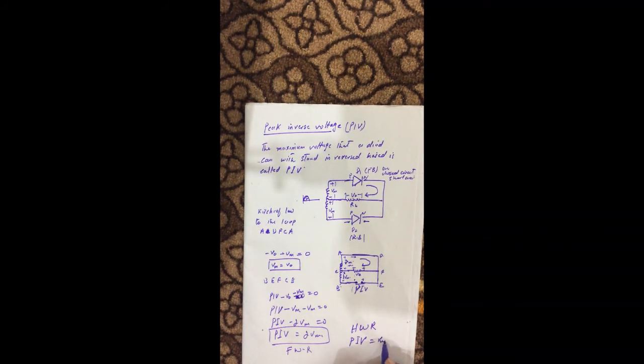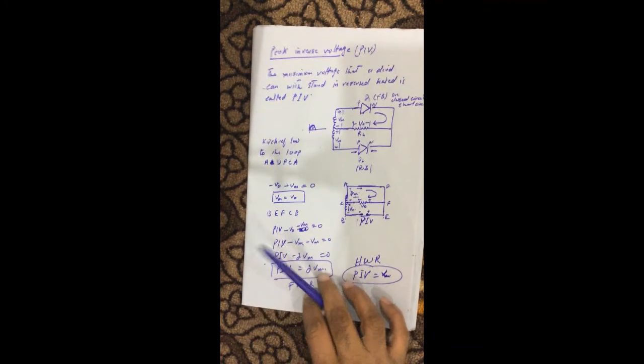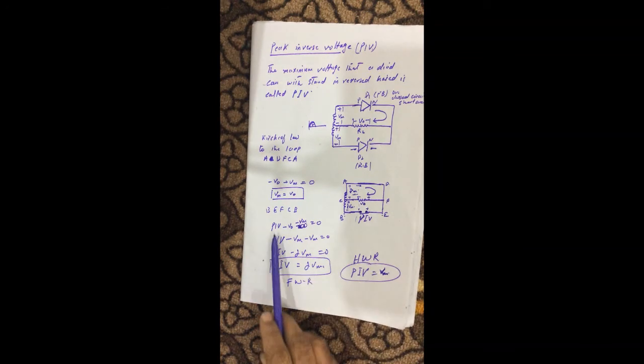This is for the full wave rectifier. While for the half wave rectifier, the peak inverse voltage was just Vm. So it means that in the case of a full wave rectifier, the diode must withstand a maximum voltage of 2 times Vm. Sorry, this is PIV.